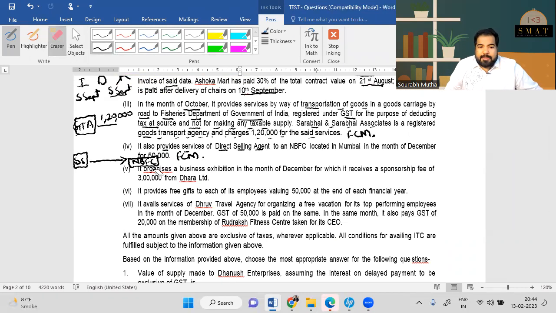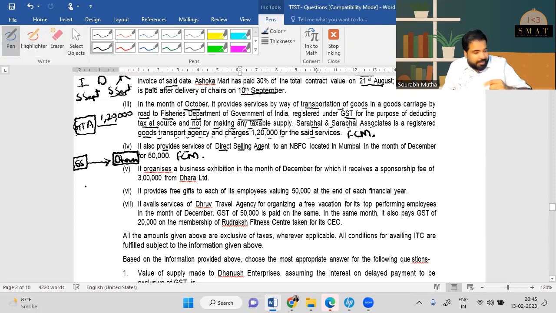All right, next. It organizes a business exhibition in the month of December for which it receives a sponsorship fee of 3 lakh from Dhara. So they basically are giving sponsorship services to Dhara. Now guys, is sponsorship services under RCM? Yes, but only if Dhara is a company or a partnership firm, LLP. Yes. So this one is under RCM. Just one second.